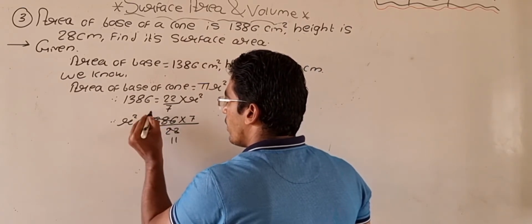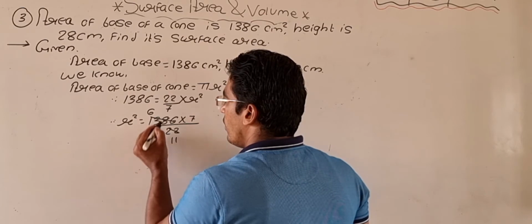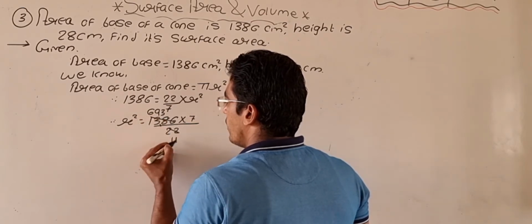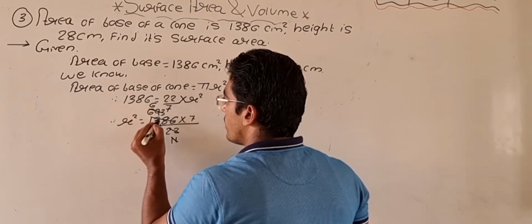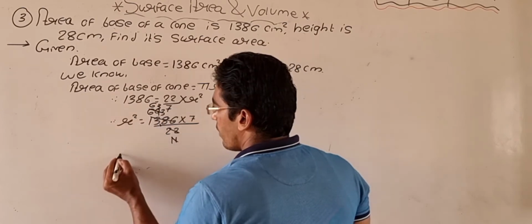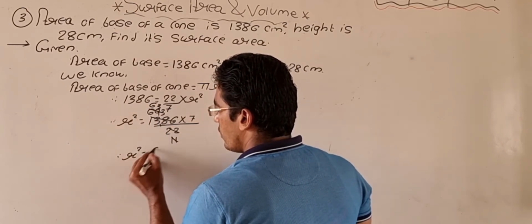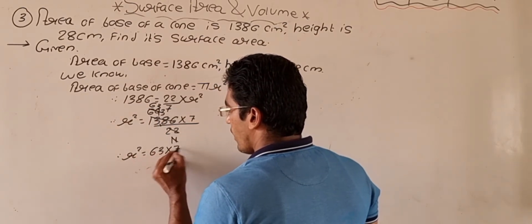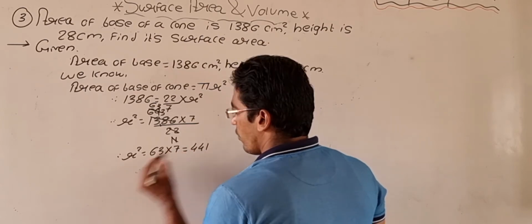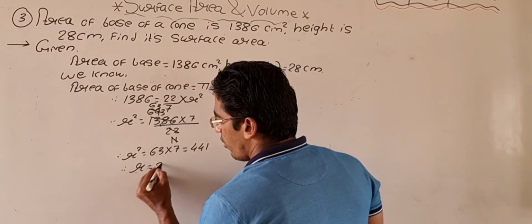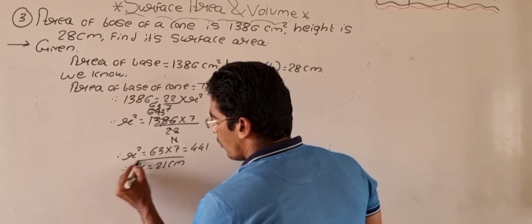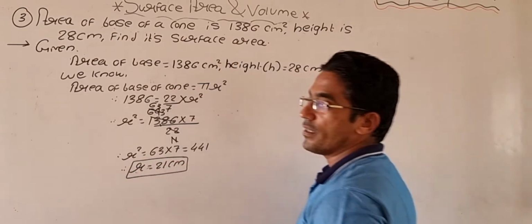2 11s are 22, 2 6s are 12. 2 9s are 18. 11 6s are 66, 33. Therefore r square is equal to 63 into 7. That is equal to 441. 441 is the square of 21. So r is equal to 21 centimeter.